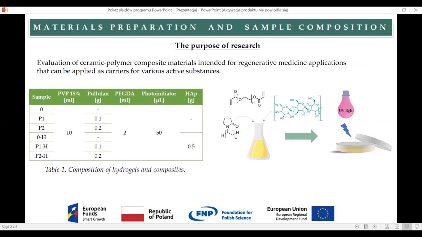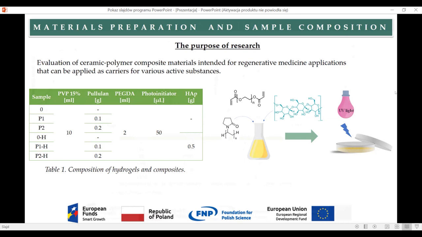As constituents of our materials, we used furan, PVP, photoinitiator 2-hydroxy-2-methylpropiophenone, and cross-linking agents. Materials were cross-linked under UV light. As a ceramic phase, we used hydroxyapatite, which is a well-known bioactive ceramic material. Hydroxyapatite was prepared by wet precipitation method based on reaction between calcium nitrate tetrahydrate and ammonium dihydrogen phosphate in strongly alkaline solution provided by ammonia water. Such obtained hydroxyapatite was used as a component of ceramic polymer materials.